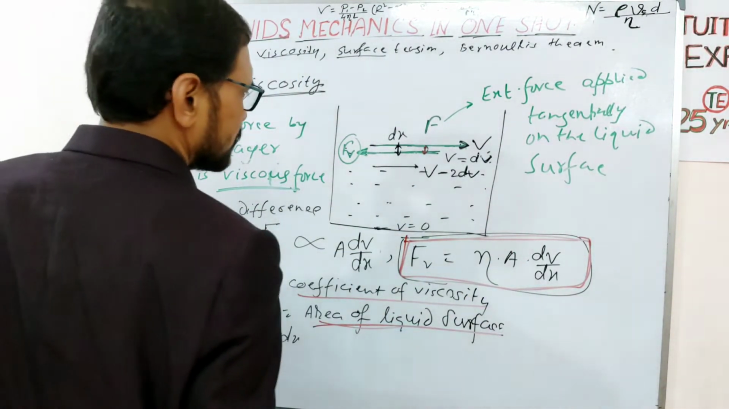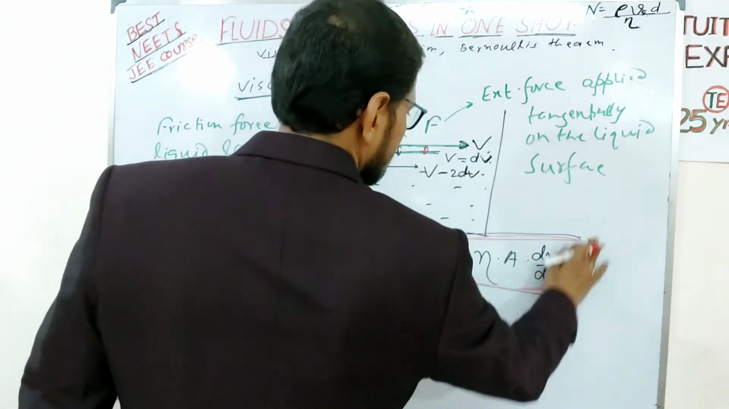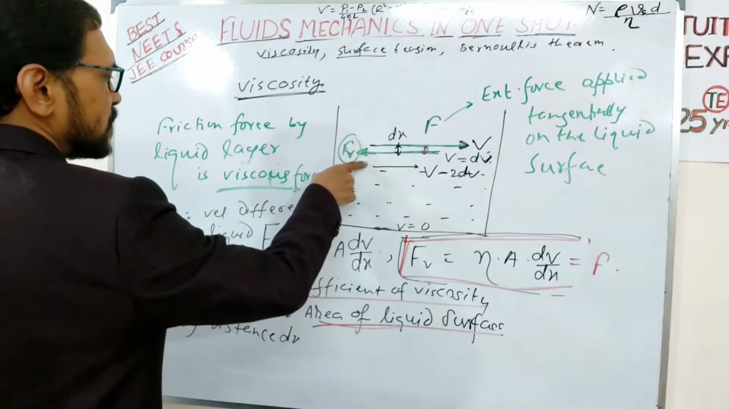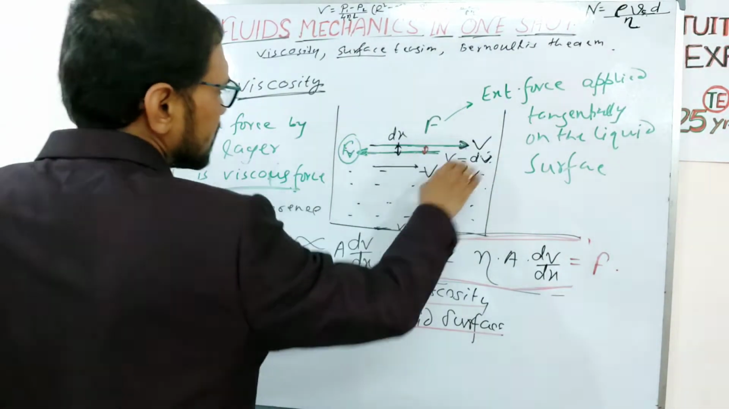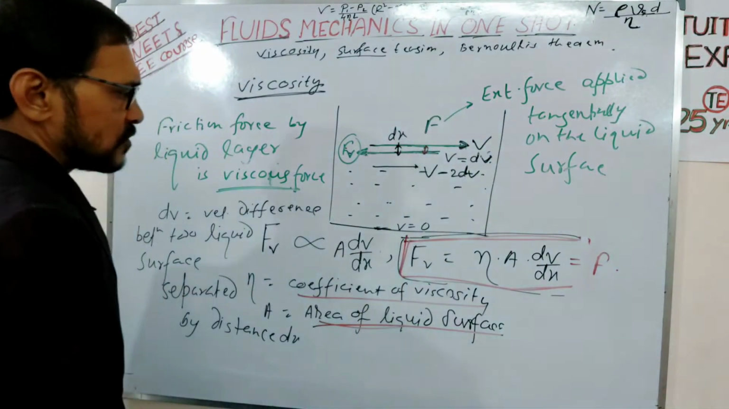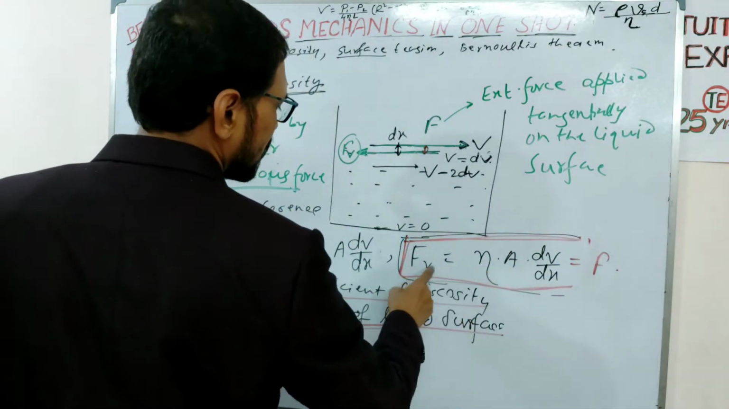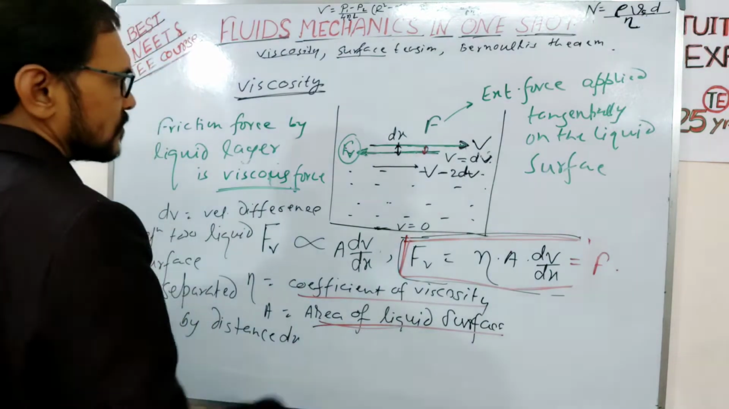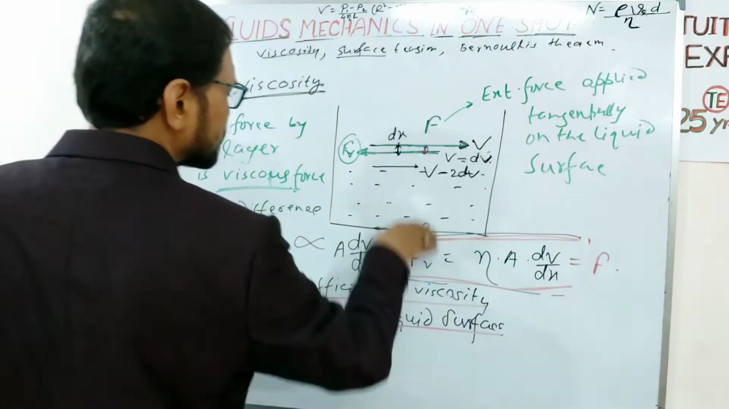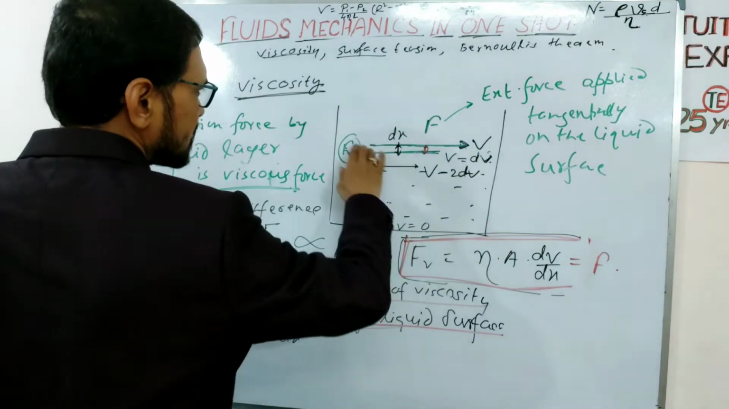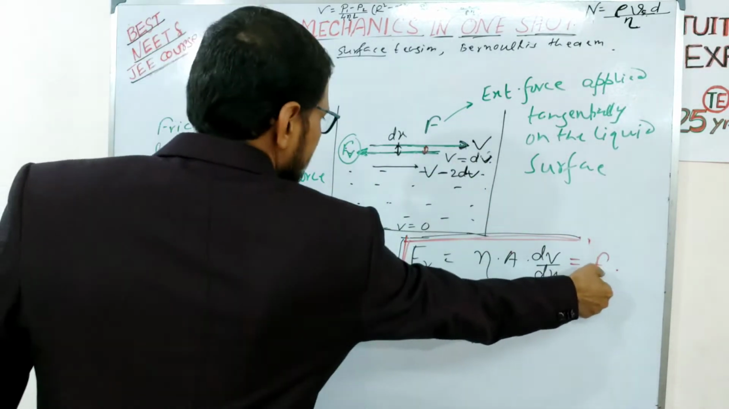Now viscous force is equal to the external force, because F and Fv balance each other such that the liquid layer moves with constant velocity. So this is the external force and this is equal to the viscous force. Why is external force equal to viscous force? Because we consider the liquid layer moves with constant velocity. That's why they are equal.